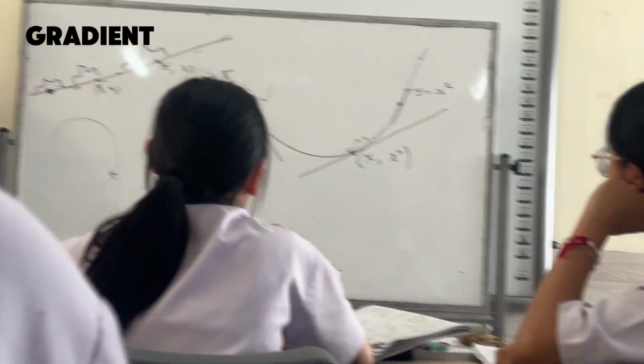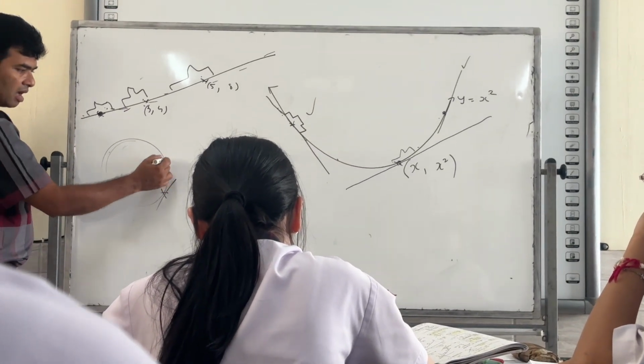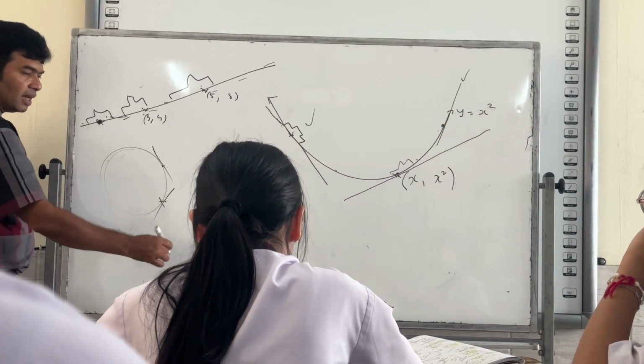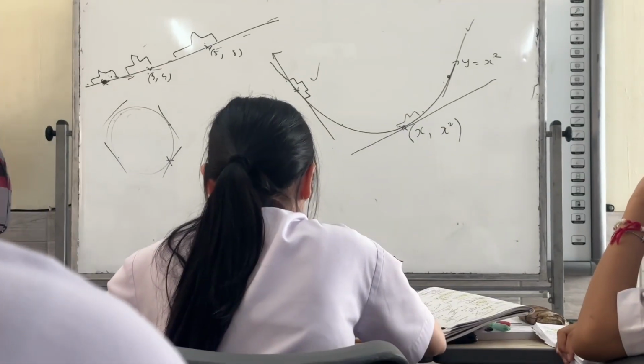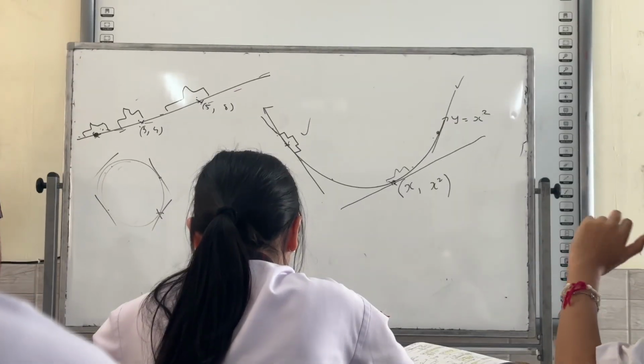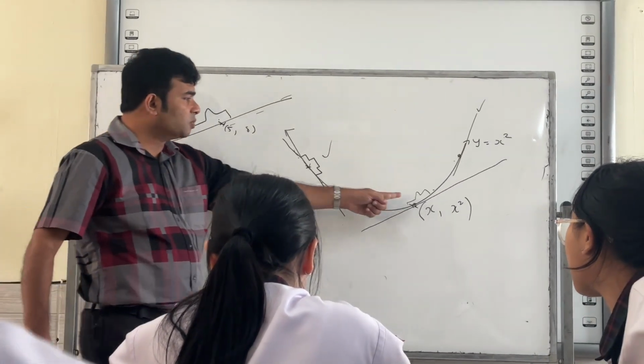At this point, how to find the gradient? Draw a tangent. Draw the tangent here, here, and here. You can find the gradient. Correct or not? Understanding? Yes or no? Yes. So how to find the gradient at this point?